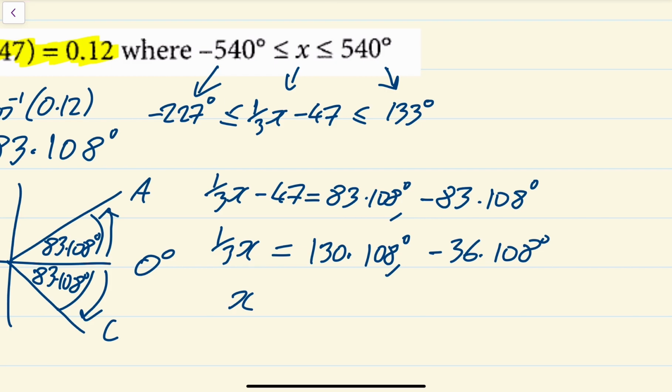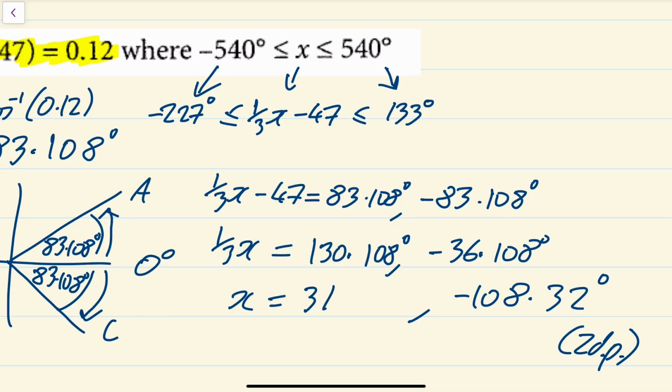Dividing across by 1/3 is the same, remember, as multiplying by 3. So I'm just going to do the second one first because I had it still in my calculator: minus 36.108 multiplied by 3, you'll get minus 108.32 degrees. That's to 2 decimal places. And the other one, 130.108 times 3, to 2 decimal places is 390.32 degrees. And that is it.